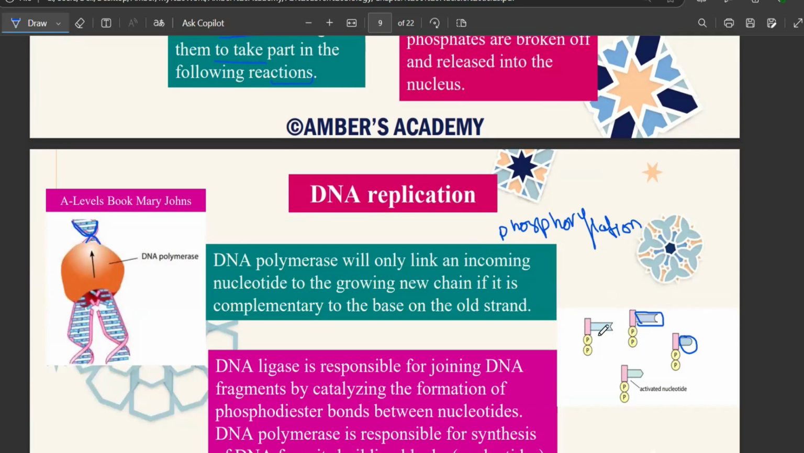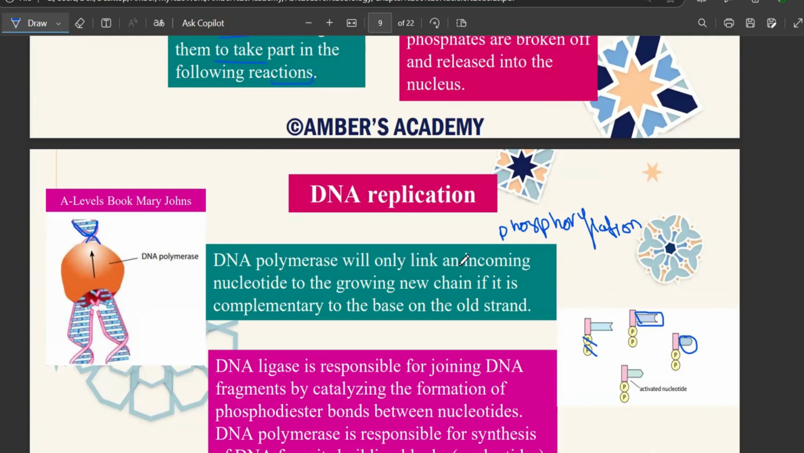And once this base pairing takes place, these extra phosphates are going to be removed. When they're removed, they are released into the nucleus again. Okay, so this is how the supply of phosphate heads is ensured in the nucleus, because once they have taken part in the reaction, they'll be removed from the nucleotide.